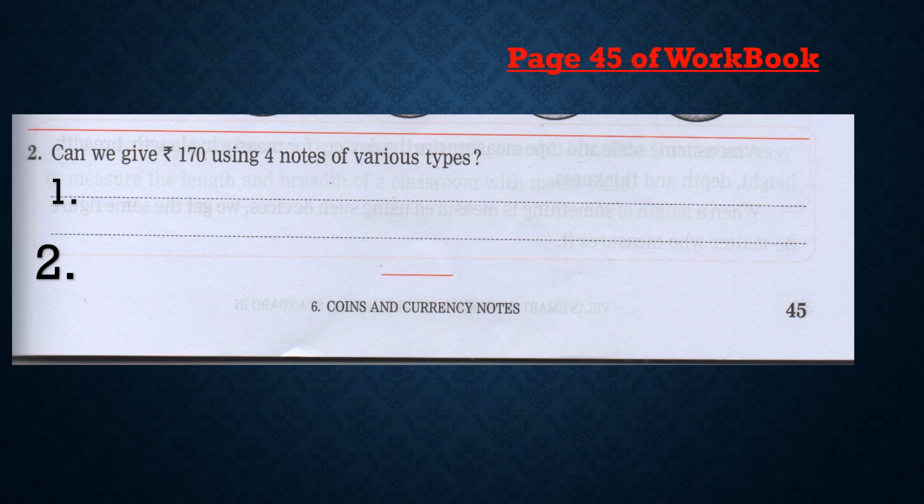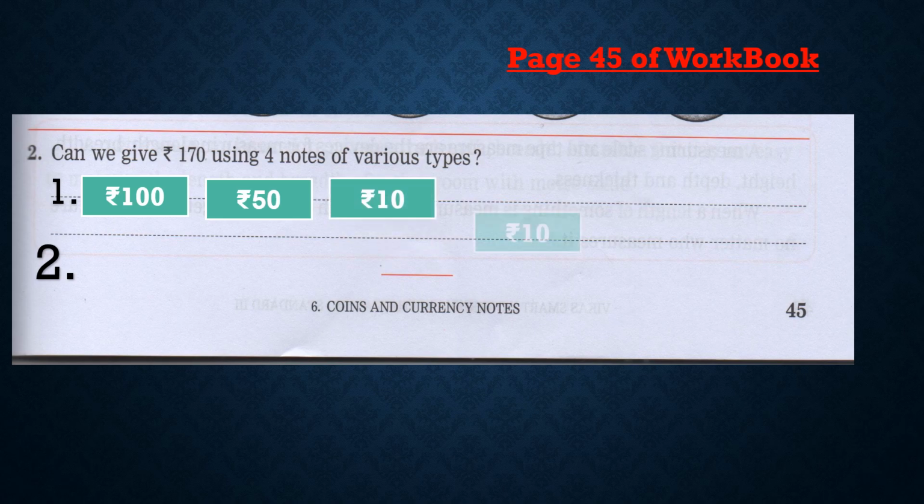Can we give 170 rupees using 4 notes of various types? In this question we see that we have to give 170 rupees using 4 notes. So let us see which notes to use to make 170 rupees. We take a 100 rupees note, then we take a 50 rupees note, we get 150. We need 2 more notes. So let us take a 10 rupees note and one more 10 rupees note.